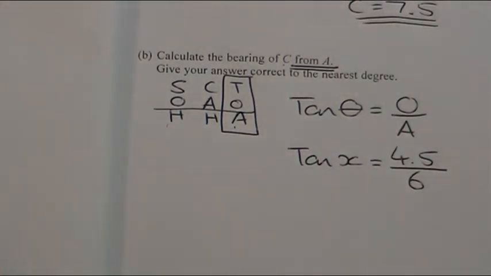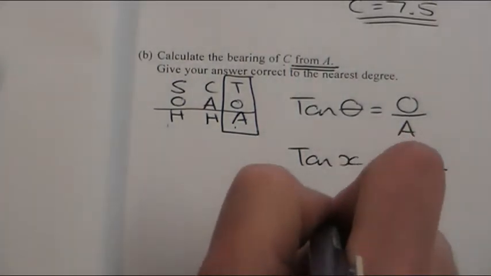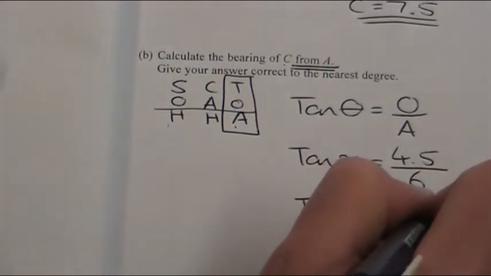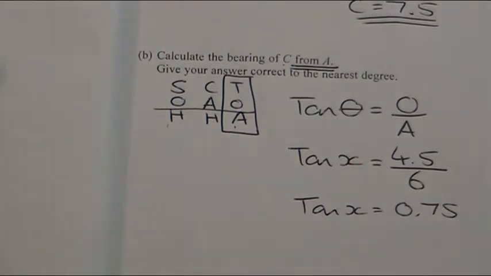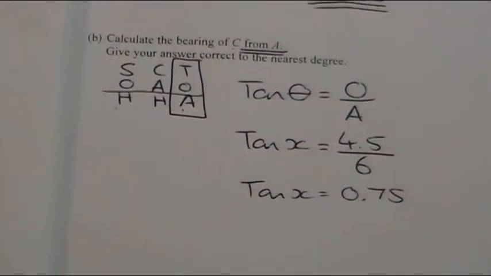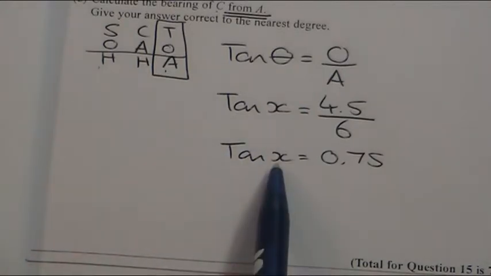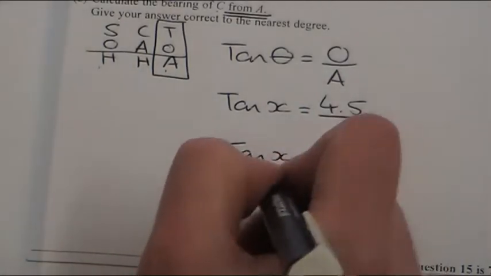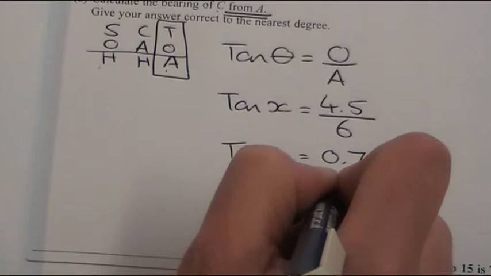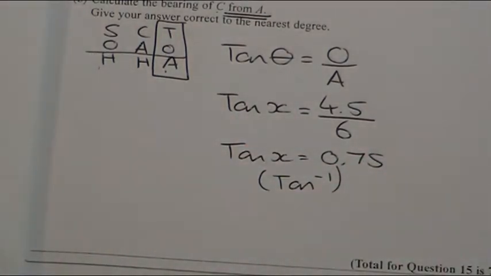Let's work that out. So tan of x is 0.75. And of course that isn't the angle. We need to find the angle of x. To do that, you need to use the inverse of tan. Like with every equation, you always use the inverse to remove something. And the inverse of tan is when you press shift tan on your calculator. So shift tan, it will look like this, of your answer.